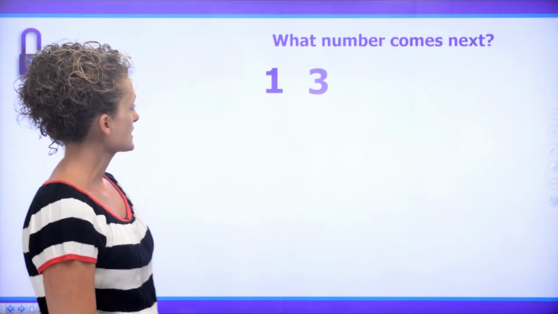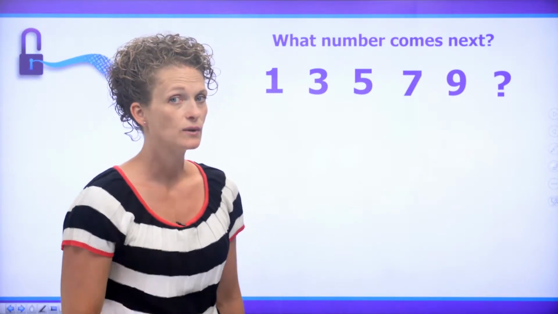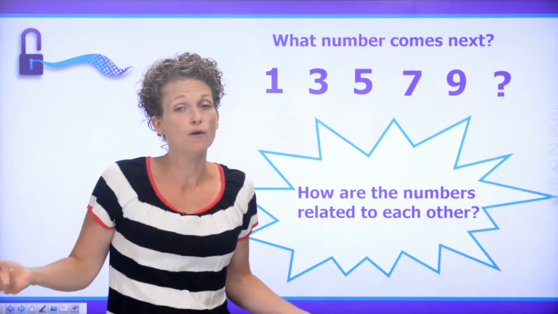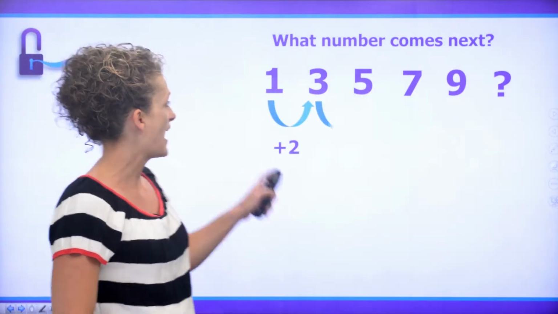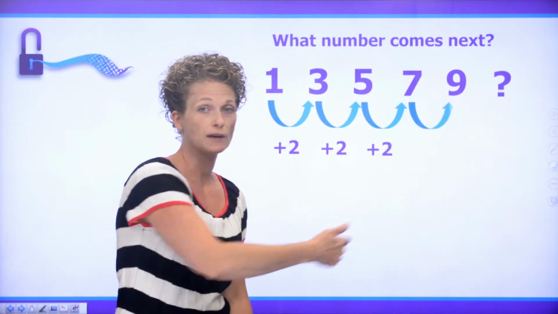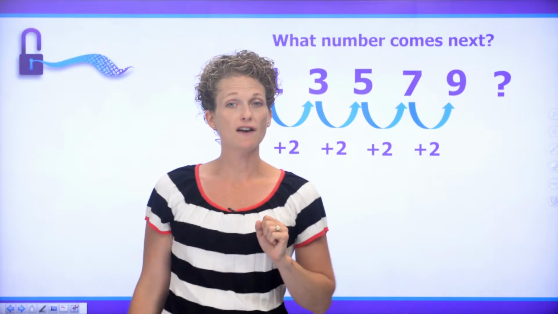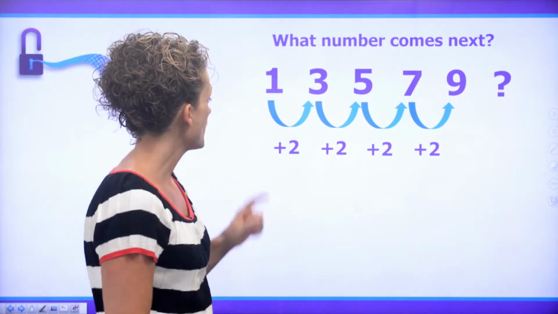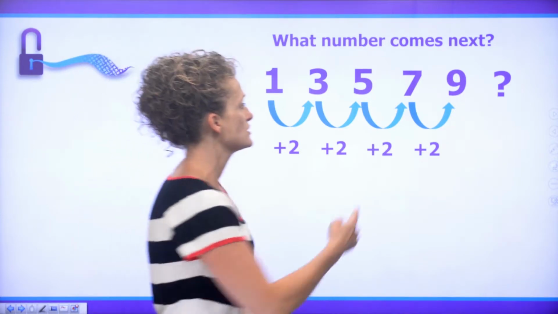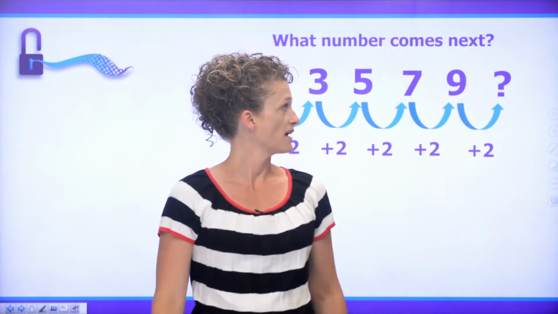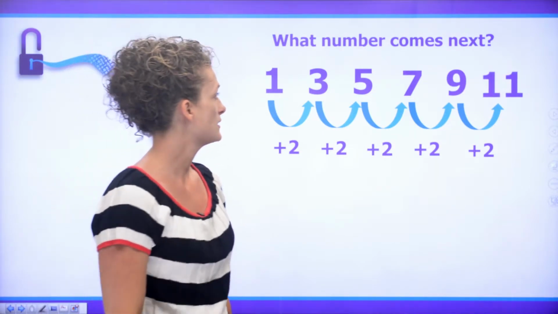So what number comes next? Here we have 1, 3, 5, 7, 9. What is the next one? Well, the question you need to ask yourself is, how are these numbers related? And I think you probably have noticed that we have added 2 each time to get the next number. So 1 plus 2 is 3, 3 plus 2 is 5, 5 plus 2 is 7, and 7 plus 2 is 9. So you would expect to get this number over here, we would have to add 2. So 9 plus 2 is indeed 11.